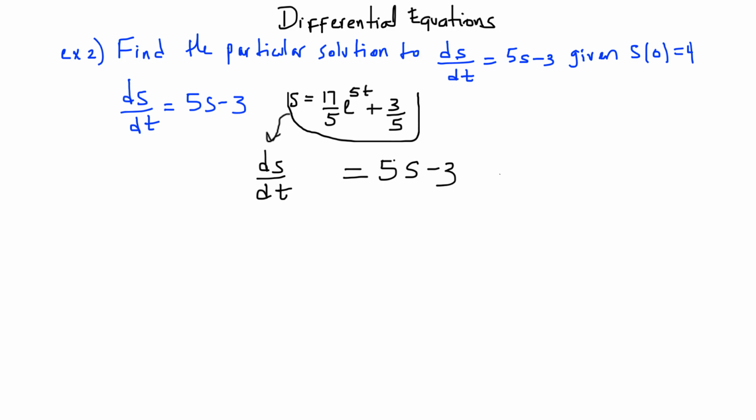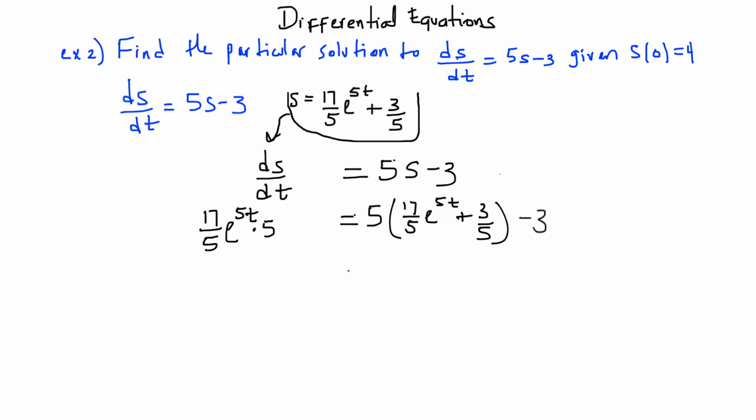It's quite simple because it's an exponential. So it's going to be 17 fifths, it's just a coefficient, e to the same power, 5t, and then times, by the chain rule, the derivative of the power, which is 5. And when you take the derivative of 3 fifths, you get 0. Now on the other side, I have to prove that this is equal to 5 times s minus 3. So I'll say 5, then let's make a substitution for s. We said that s equals 17 fifths e to the 5t plus 3 fifths. So that's us just saying, here's s, plug it into here, and then take away 3.